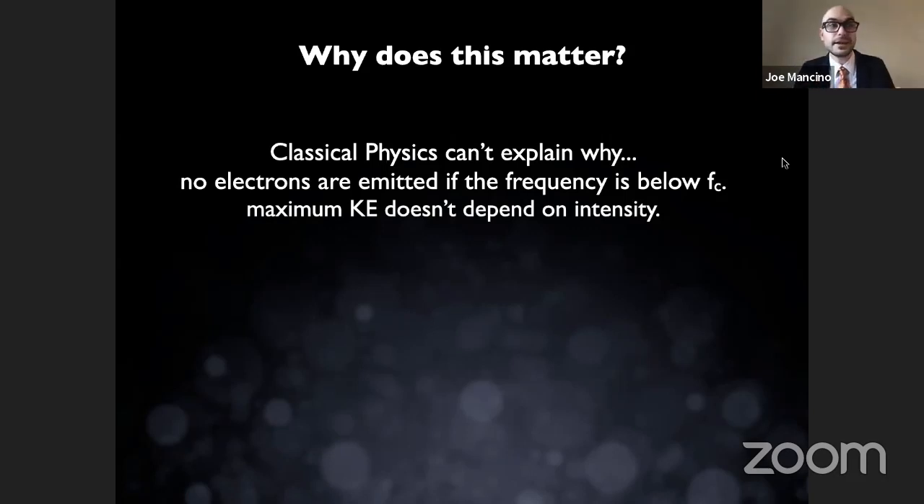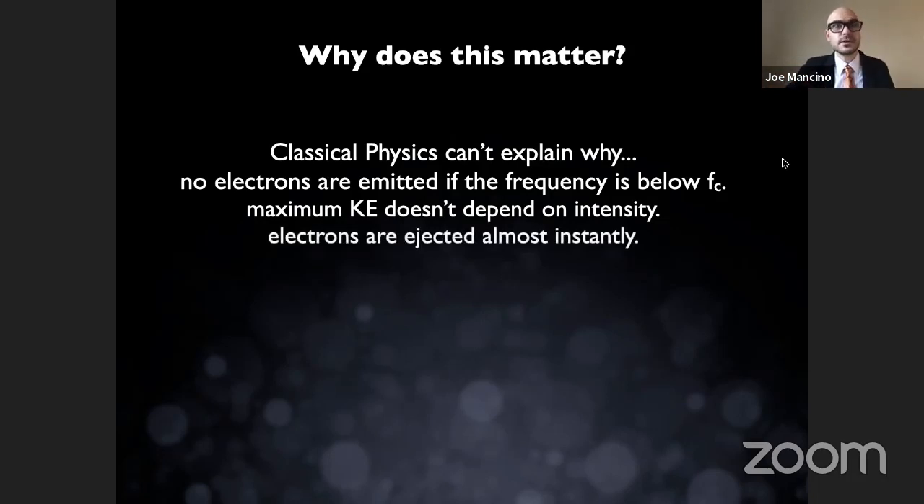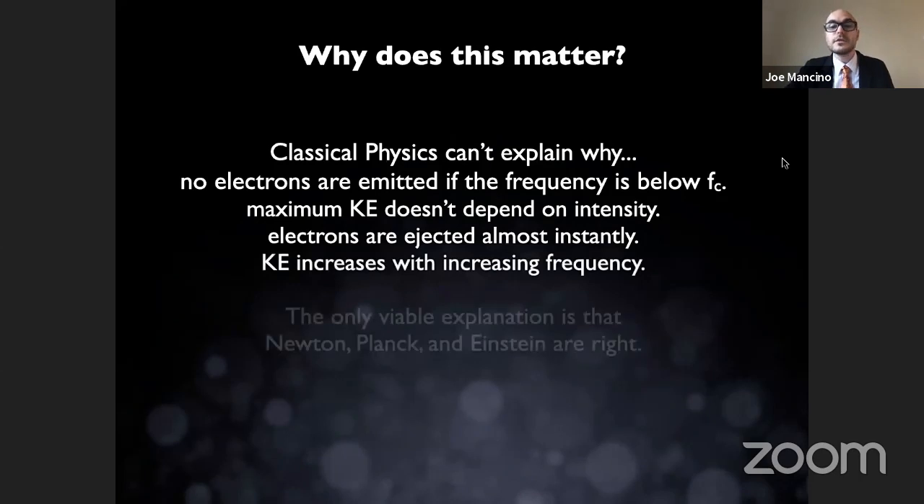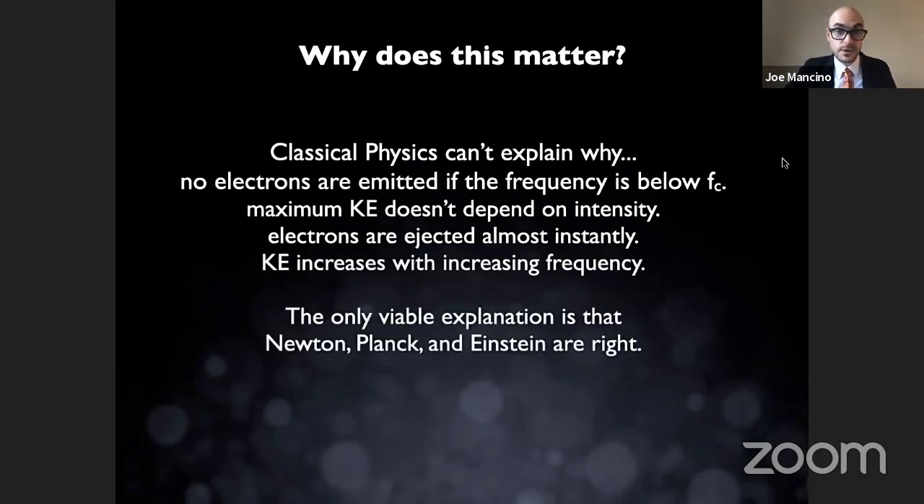Increasing the brightness of the light should give the electrons more kinetic energy, says classical physics. Classical physics couldn't explain why electrons were ejected instantly. It makes sense if you think of this as a collision. It doesn't make sense if you think of it as absorption of a smooth spectrum of energy. The only viable explanation was that Newton and Planck and Einstein were right. Light was a particle.